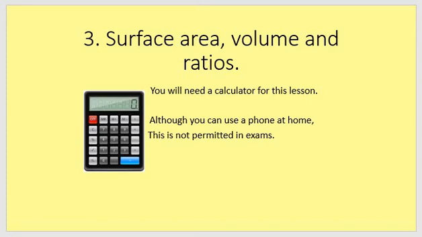Today's lesson is all about surface area, volume and calculating ratios. You are going to need a calculator for this lesson. You can use a phone if you're at home, but you will need a calculator when you're at school, so if you've got one it's good practice to use it now.